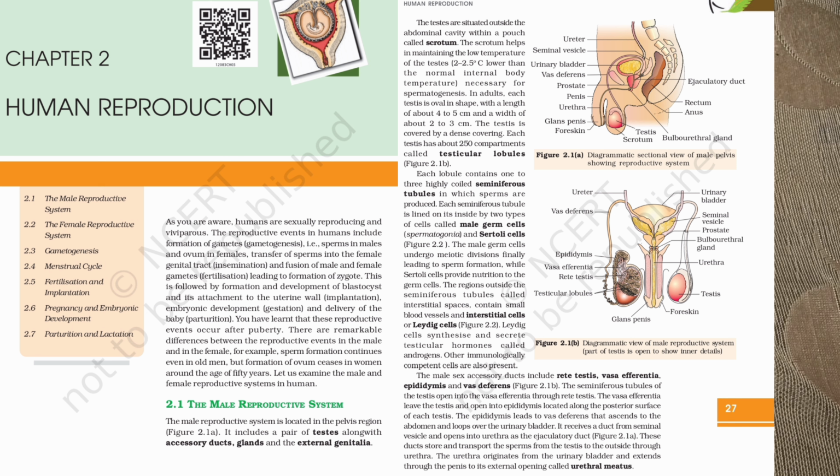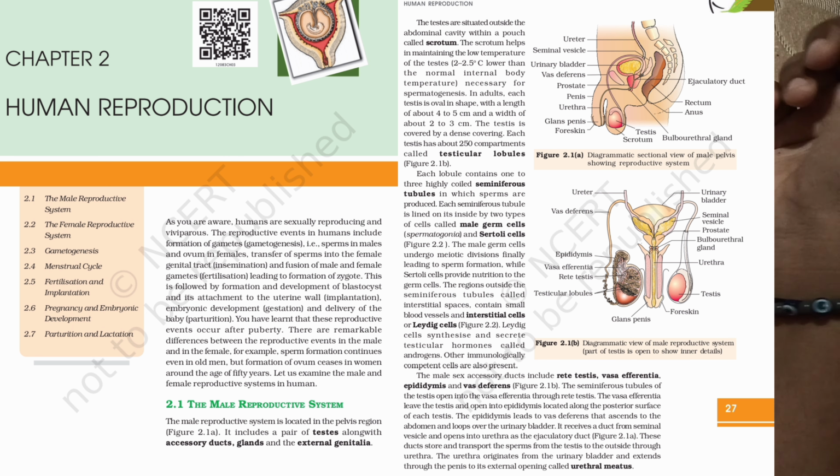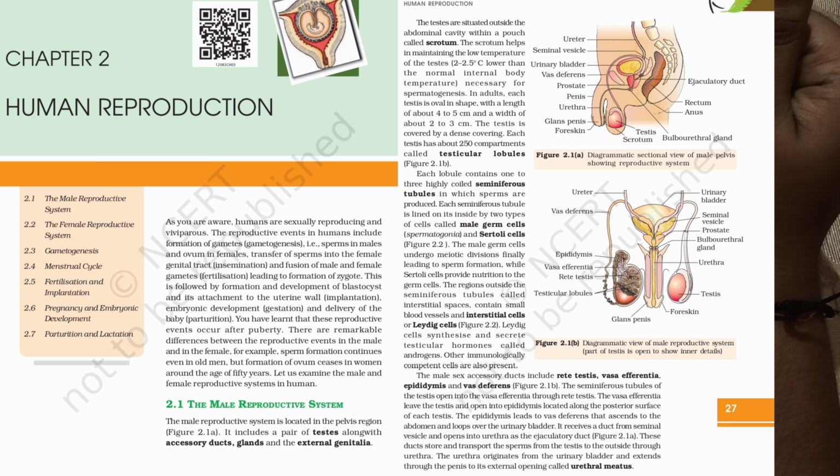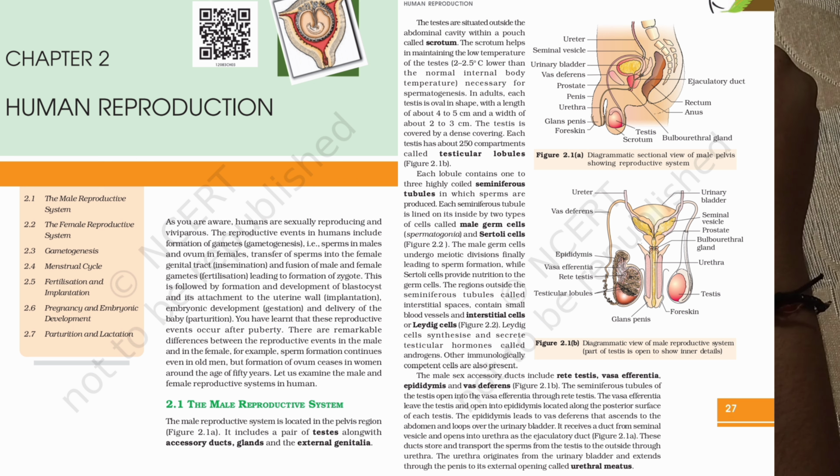The male reproductive system. The male reproductive system is located in the pelvis region. It includes a pair of testes along with accessory ducts, glands, and the external genitalia. The testes are situated outside the abdominal cavity within a pouch called scrotum. The scrotum helps in maintaining the low temperature of the testes, lower than the normal internal body temperature, necessary for spermatogenesis in adults. Each testis is oval in shape with a length of about 4 to 5 cm and a width of about 2 to 3 cm.